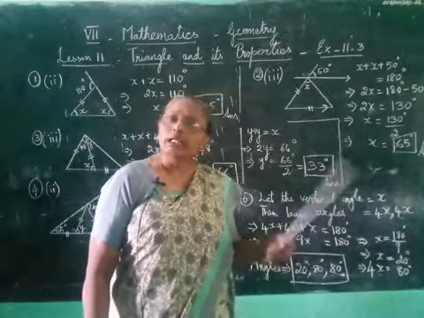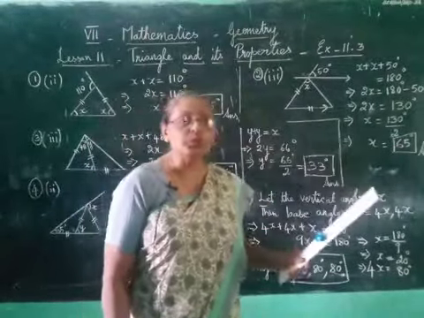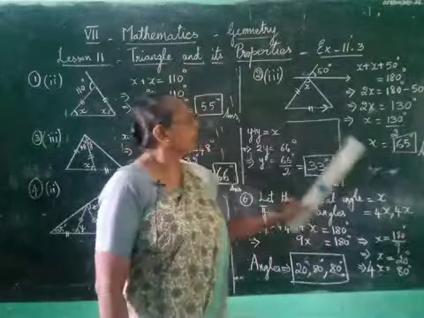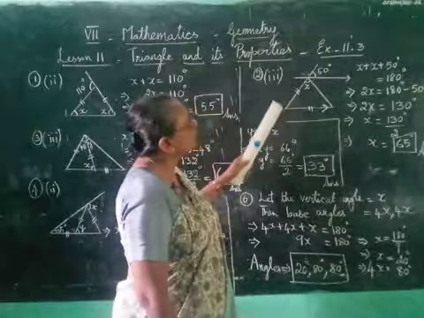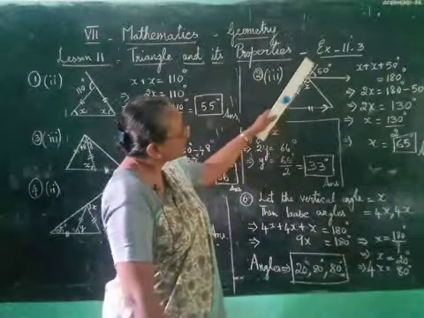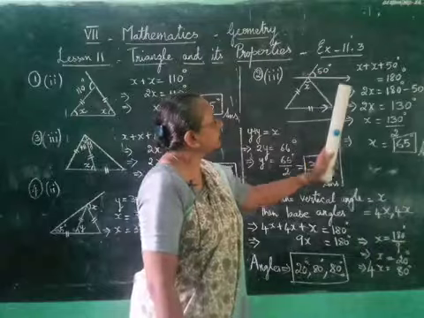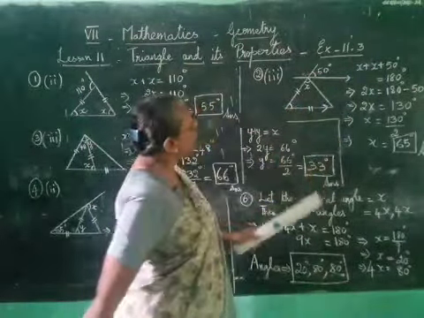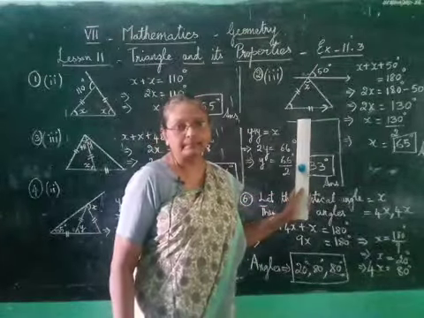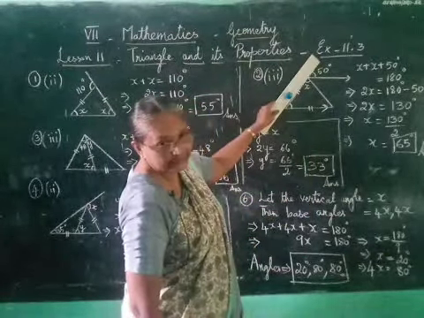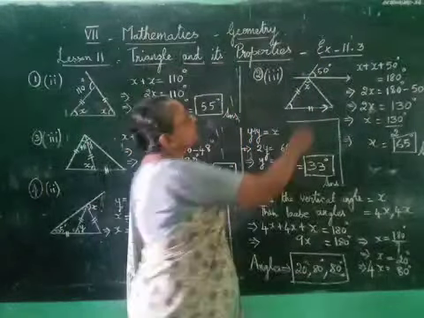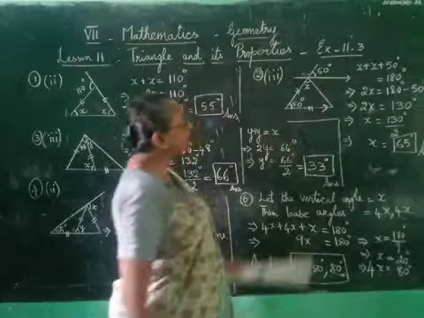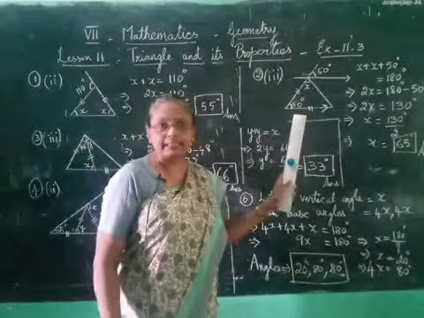Earlier in the last exercise also, in one of the sums, I discussed the property of parallel lines with you. This is a transversal line to these two parallel lines. This is called a transversal line to the parallel lines. In that case, this angle and this angle will be corresponding angles, the angles formed by the transversal on the parallel lines. These two angles are corresponding angles, therefore they will be equal.